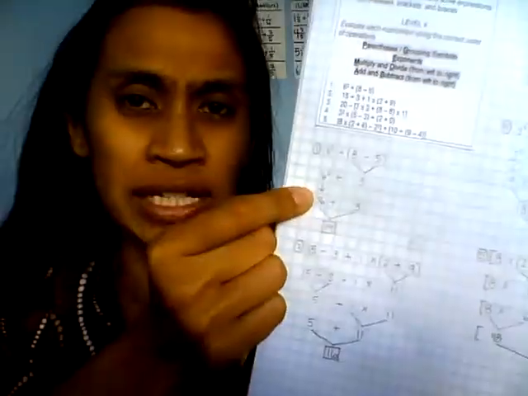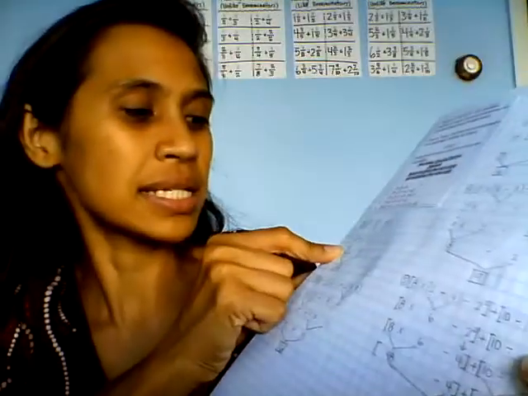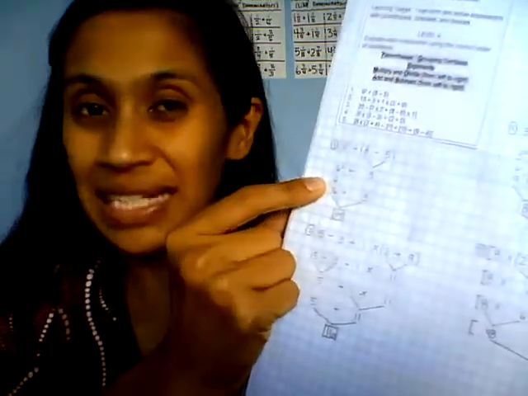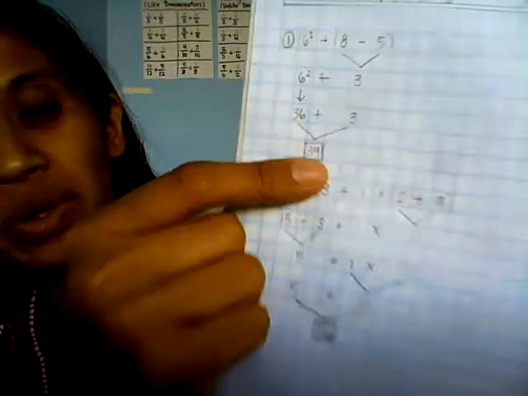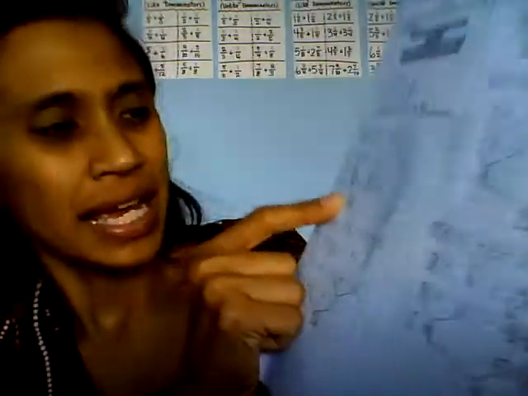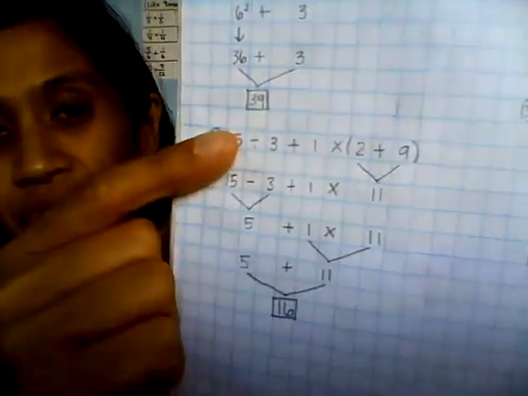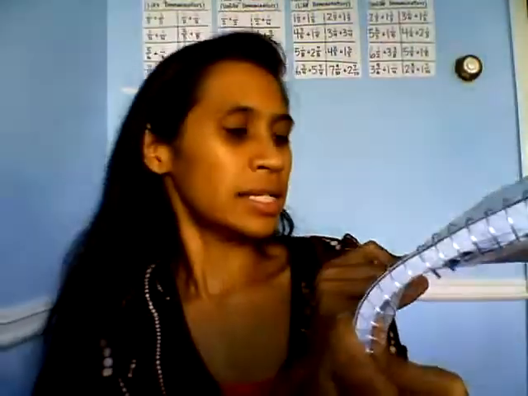And how did I get 36? Because it is 6 times 6, not 6 times 2. 6 to the second power is 6 times 6, which is 3. No, not 3. It's 36. And then plus 3 gives me 39. All right? Number 2.